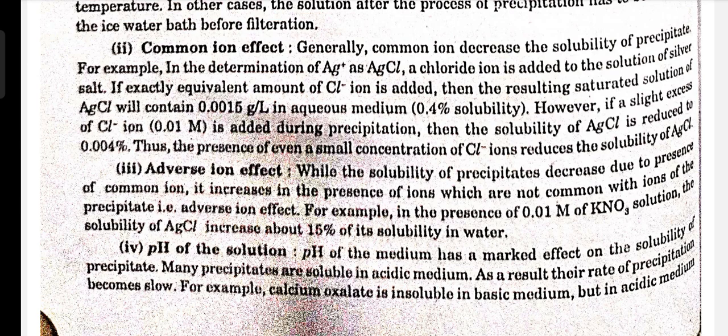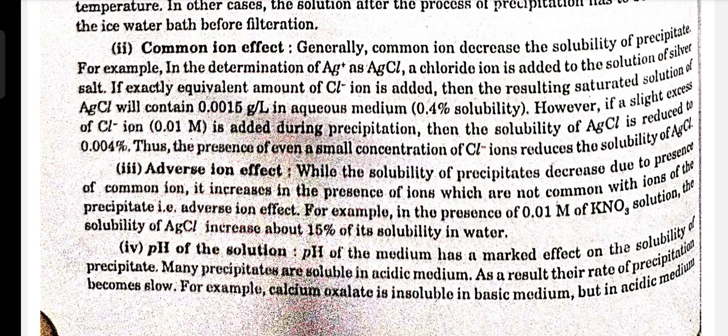AgCl will contain 0.0015 gram per liter in aqueous solution. However, if a slight excess of Cl- ion, 0.01 molar, is added during precipitation, then the solubility of AgCl is reduced to 0.004%. Thus, the presence of even a small concentration of Cl- ions reduces the solubility of AgCl. Number 3, adverse ion effect. While the solubility of precipitates decreases due to the presence of a common ion, it increases in the presence of ions which are not common with the ions of the precipitate. That is the adverse ion effect.